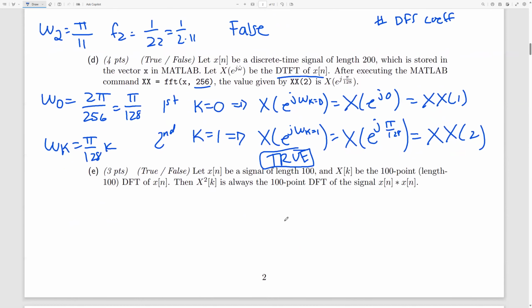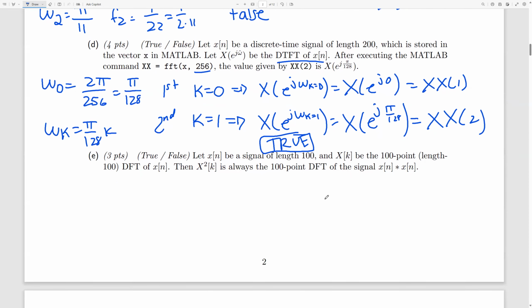Next, let x of n be a signal of length 100 and X of k be the 100-point DFT of x of n. Then X squared of k is always the 100-point DFT of the signal x of n convolved with x of n. So I will admit this is one where I don't really know how to fully explain except to just sort of tell you the solution.